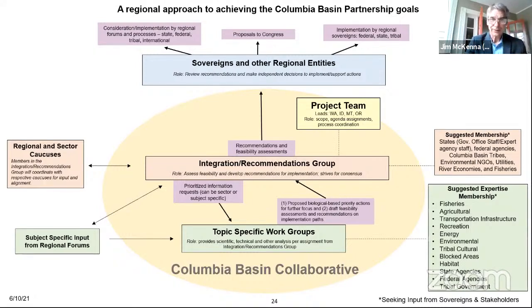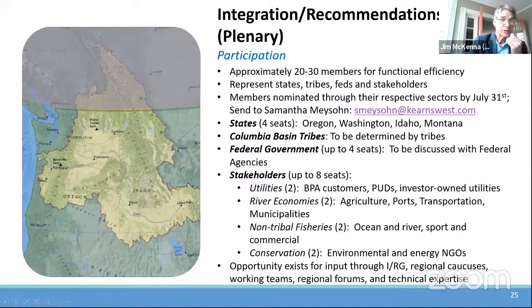With that, I'm going to shift over to the right-hand side of the page, the membership. It might be easiest just to go to the next slide when we talk about membership. For the integration and recommendation group, back in February, we talked a lot about trying to control that group so that the numbers were manageable. At that time, we were thinking in the 15 to 20 range. As you see here, we're now talking approximately 20 to 30 members, because after getting a lot of feedback from various entities, we feel it's more prudent to have a number in the 20 to 30 range. At this stage, we're thinking each of the 4 states would have 1 seat, for a total of 4 seats.